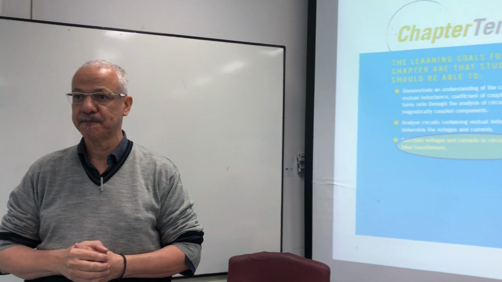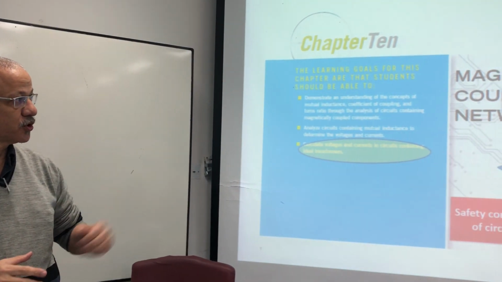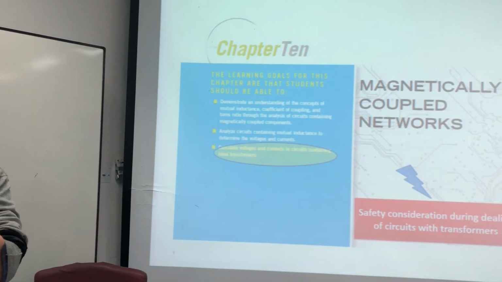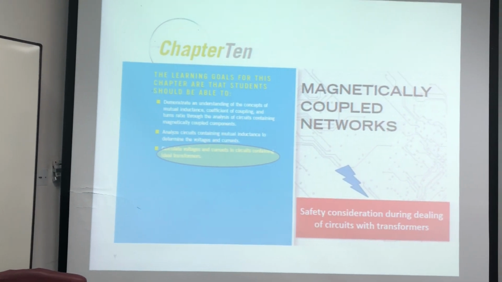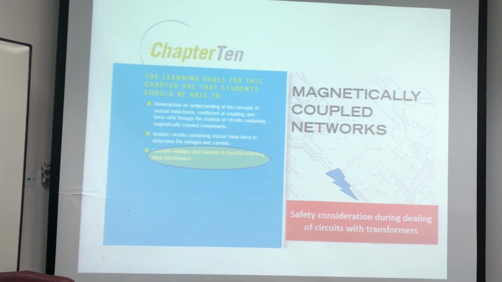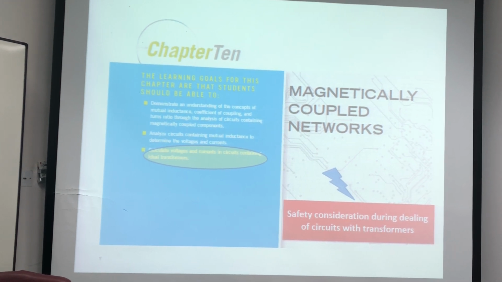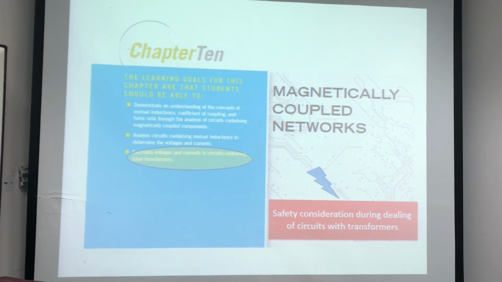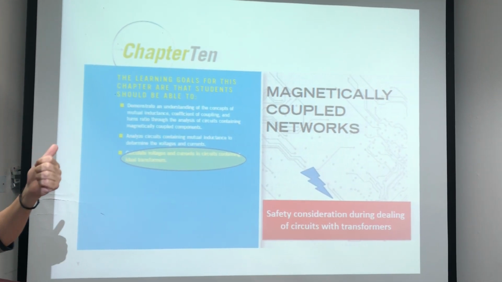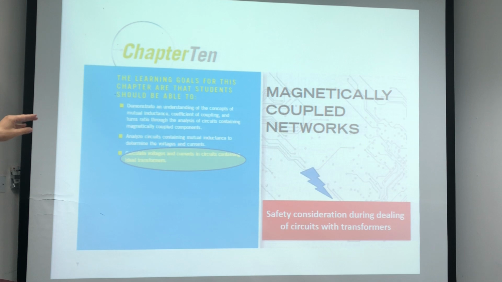We'll start this lesson. Chapter 10 is talking about magnetically coupled networks. In this lecture, you have some learning goals. For example, the first one, we have to demonstrate and understand some concepts like mutual inductance, coefficient of coupling, and turns ratio through some analysis for circuits with magnetically coupled components.